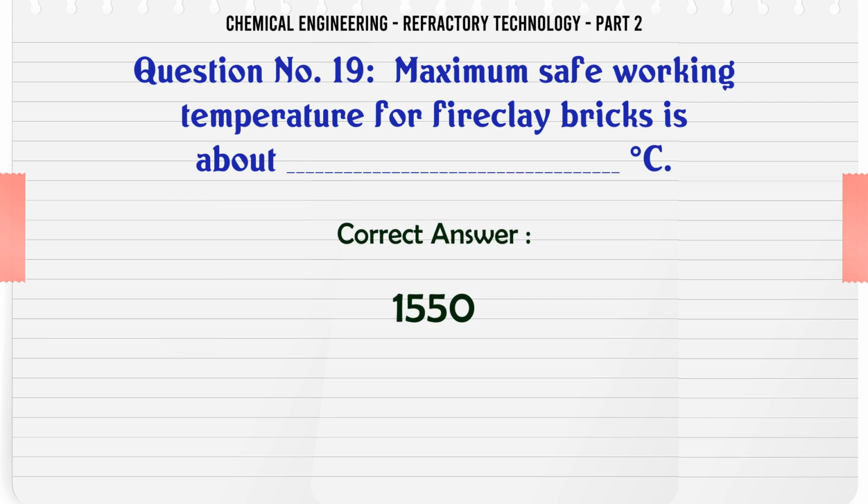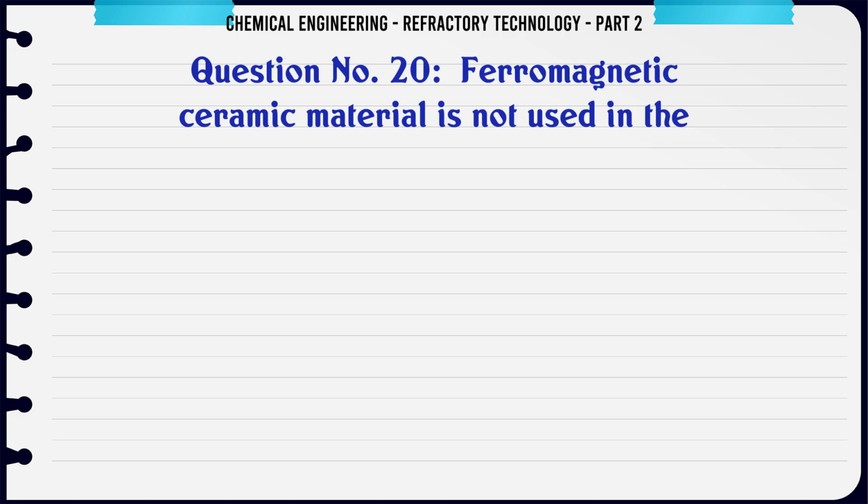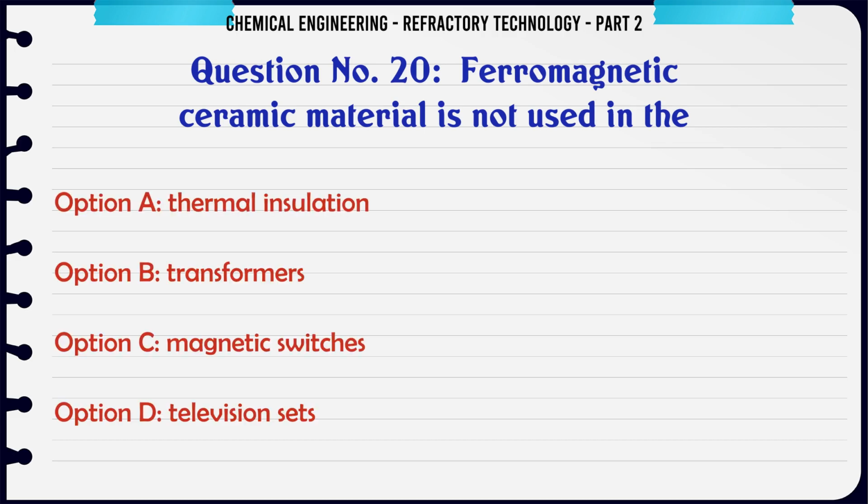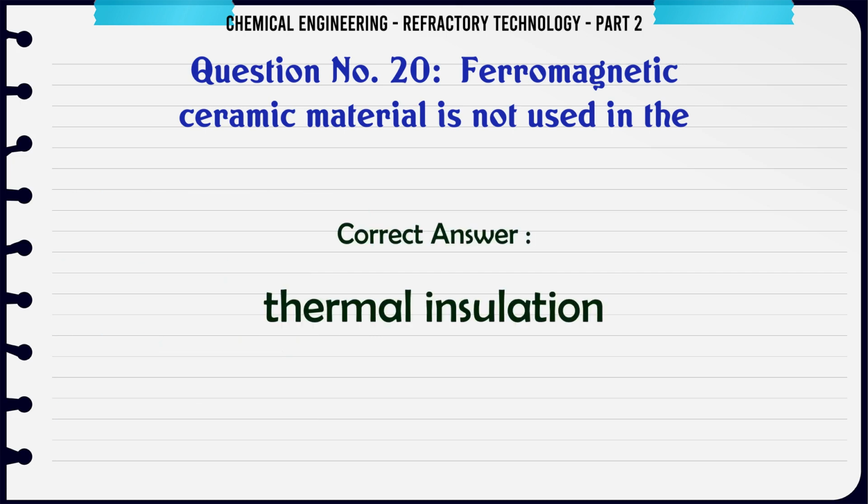1550. Ferromagnetic ceramic material is not used in the A. thermal insulation. B. Transformers. C. Magnetic switches. D. Television sets. The correct answer is thermal insulation.